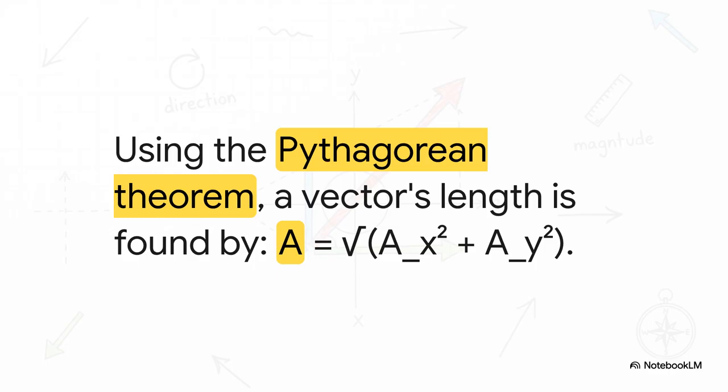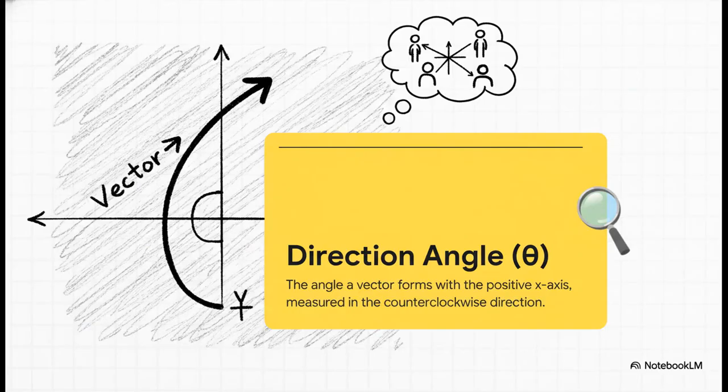It's a right triangle. The x and y components are the two short sides, and the vector itself is the long side, the hypotenuse. So to find its length, what we call its magnitude, we can just pull out the good old Pythagorean theorem. Now, for direction, we need a standard, a rule everyone agrees on.